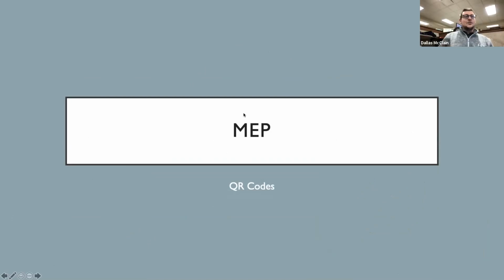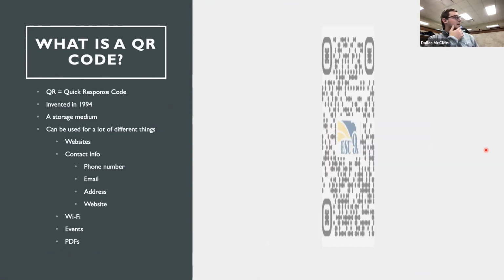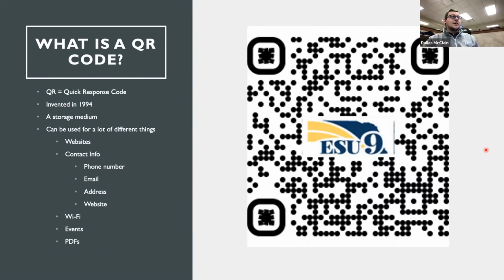Awesome. I'm Dallas. I'm from the ESU9. I'm in the tech department, and I did an in-house PD on Tech Bytes over QR codes, and I was invited to do it here. So I will get started. QR codes, there's quite a bit you can do with these. If you scan the code that pops up here, this is actually the guest Wi-Fi code for the ESU9. So if you scan it, obviously not for you guys because you're not here, but it will connect you directly to our Wi-Fi. So QR stands for Quick Response Code, and it was invented in 1994.